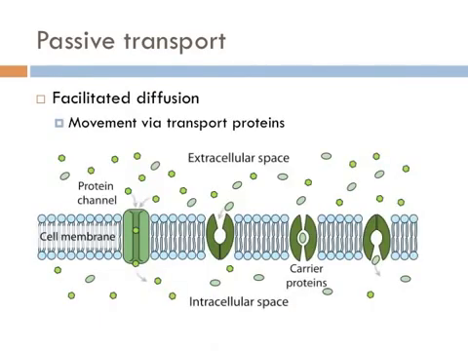Facilitated diffusion is another type of passive transport. Certain chemicals are too big to fit through the pores of the cell membrane. However, they can be allowed to move from high concentration to low concentration through proteins. Here we have 2 different examples of how bigger materials move through the cell membrane with the help of proteins.